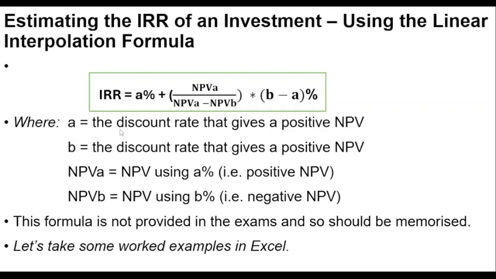So what's the interpretation of A? A is a discount rate that gives a positive NPV. B is the discount rate that gives a negative NPV. So this is supposed to be negative. So this is negative NPV. All right. So the B here is the discount rate that gives a negative NPV, not positive. NPV of A is referring to the NPV we got using 8%. Okay, which is usually the positive NPV. And then the NPVB, which you have in the formula, is the NPV using B%, which is usually the negative NPV. Now, this formula is not provided in the exams and so should be memorized. All right, so that is it for calculating IRR, where the cash flows are neither perpetuities or annuities. So let's head back into Excel and see some worked examples.